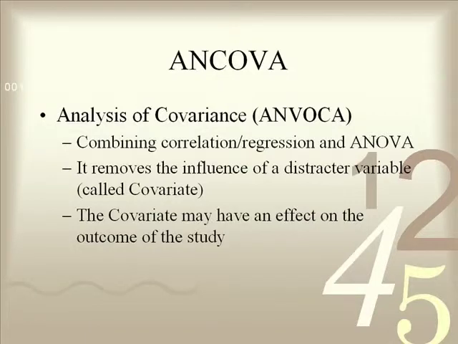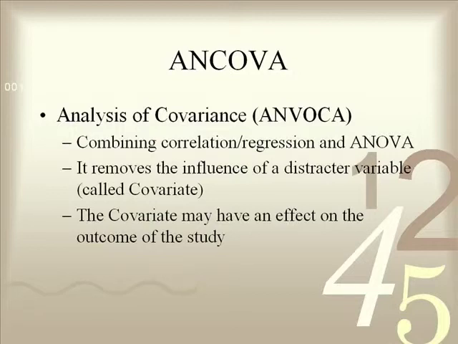Another type of analysis of variance is called analysis of covariance, which is ANCOVA. Oh, I misspelled it again. I thought I checked all this before I put this up here. It should be ANCOVA on the title, that's how it's supposed to be. Sorry about that. With ANCOVA, we combine correlation or regression analysis with an ANOVA statistical test.